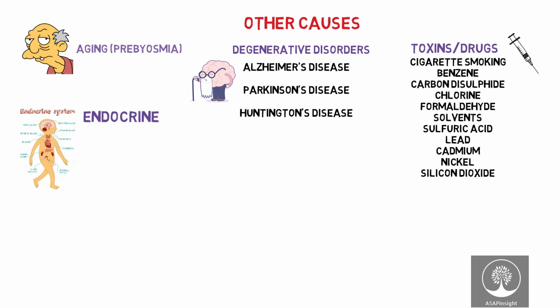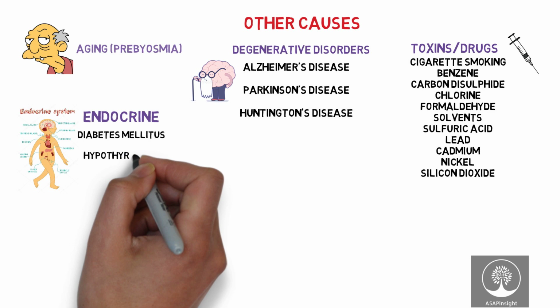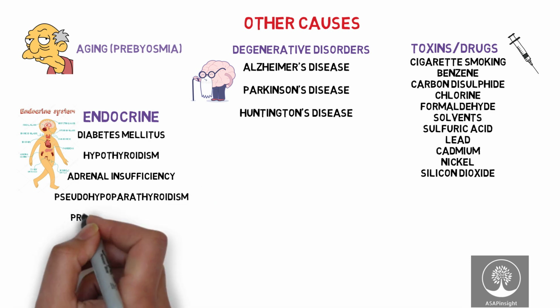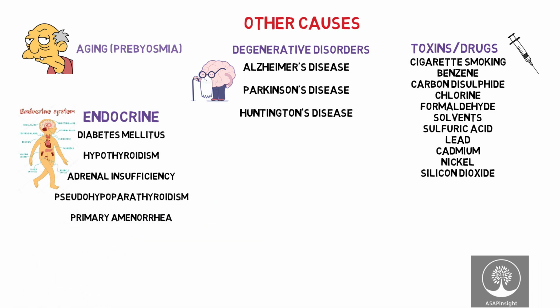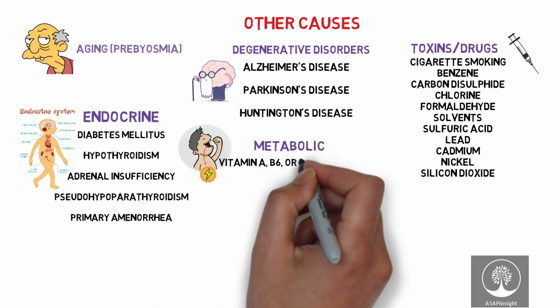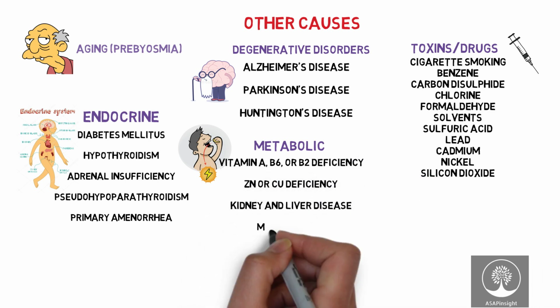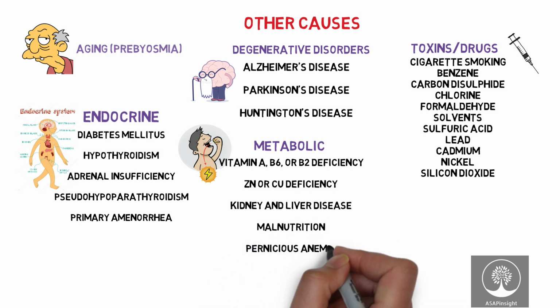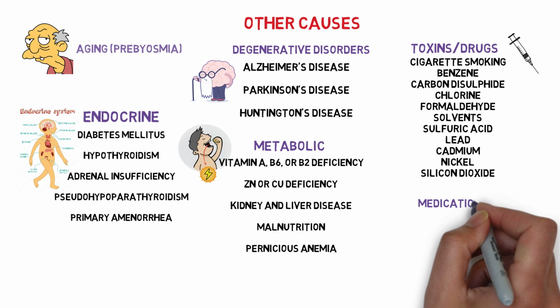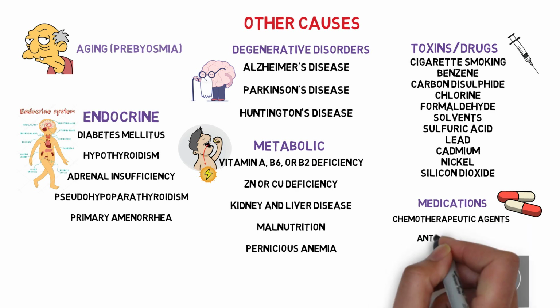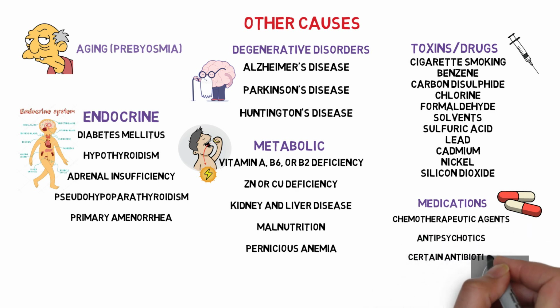Endocrine causes: diabetes mellitus, hypothyroidism, adrenal insufficiency, pseudo-hypoparathyroidism, primary amenorrhea. Metabolic causes: vitamin A, B6, B12 deficiency, zinc or copper deficiency, kidney and liver disease, malnutrition, pernicious anemia, use of medications, chemotherapeutic drugs, antipsychotics, and certain antibiotics. These medications affect the sensitivity of the olfactory apparatus.